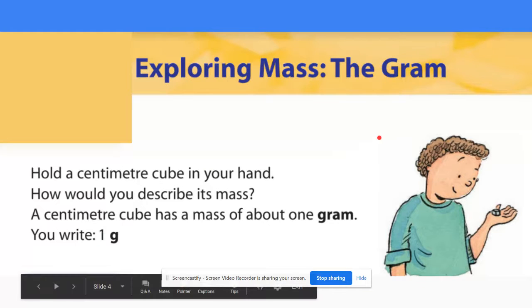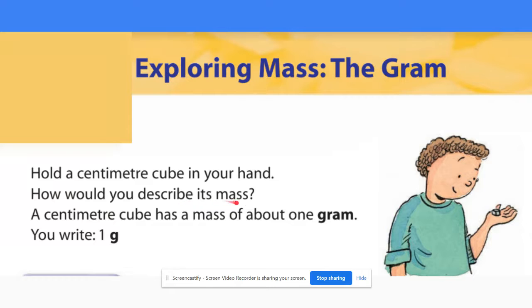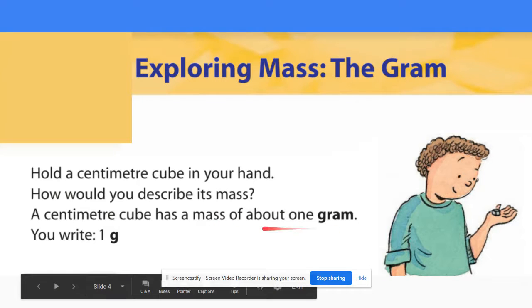All right, exploring mass, the gram. If you hold a centimeter cube in your hand, how would you describe its mass? So when you're thinking about what a centimeter cube is, think of a Unifix cube, or the little one when we're doing our base 10 blocks. A centimeter cube has a mass of about 1 gram. So you would write 1 space g for 1 gram.